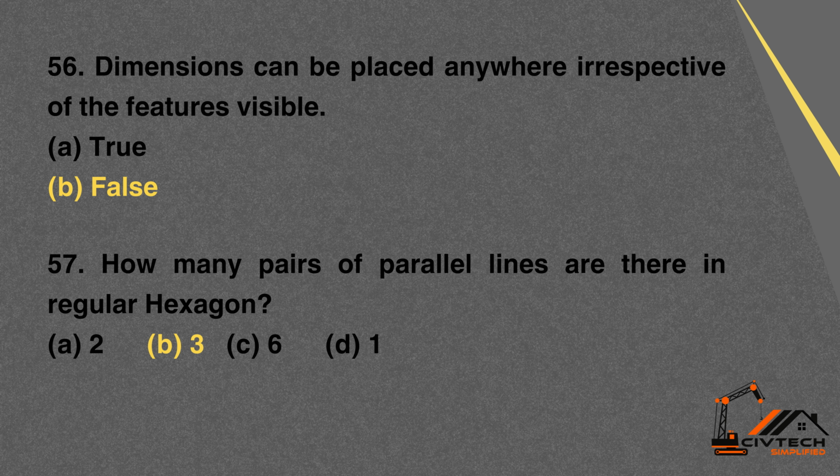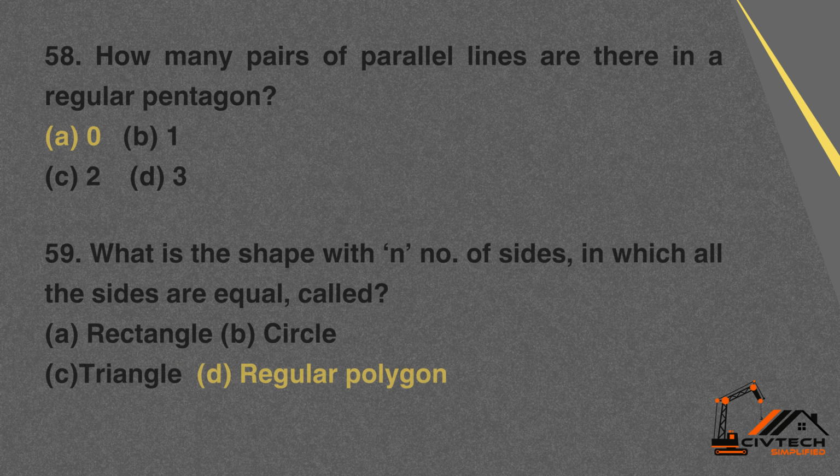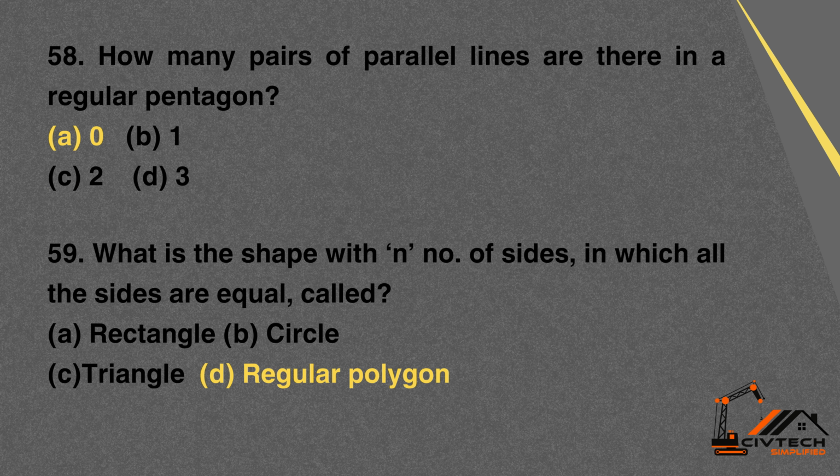False. 57. How many pairs of parallel lines are there in a regular hexagon? A. 2. B. 3. C. 6. D. 1. Correct option, B. 3. 58. How many pairs of parallel lines are there in a regular pentagon? A. 0. B. 1. C. 2. D. 3. Correct option, A.